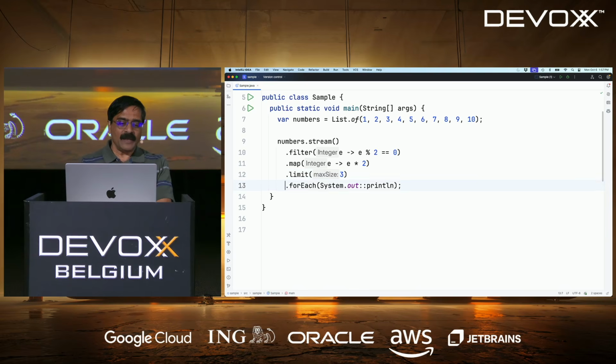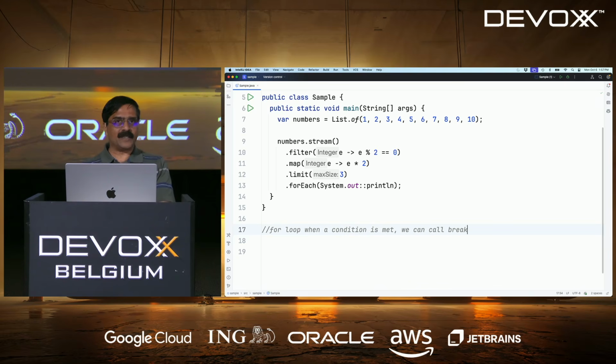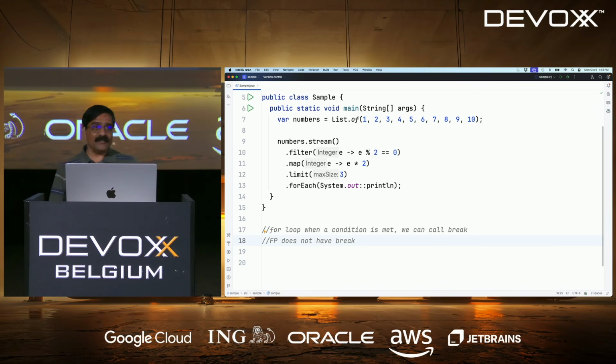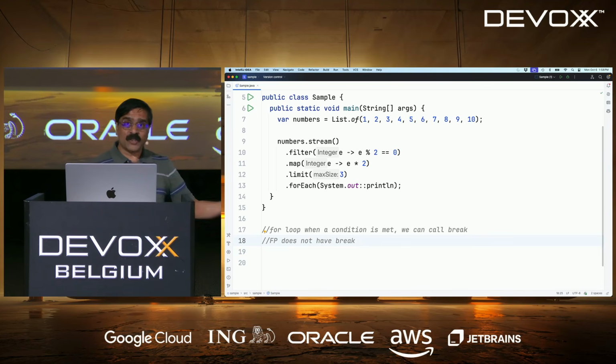But here's the problem. In a for loop, what would you normally do? When a condition is met, we can call break. Well, functional programming does not have break. So there's no break statement. In fact, that's exactly the reason. Break is a statement. In functional programming, we don't use statements. We use expressions. There's no break expression, right? The break is a statement. So functional programming does not have a break. So what gives? How do you break out of a loop?